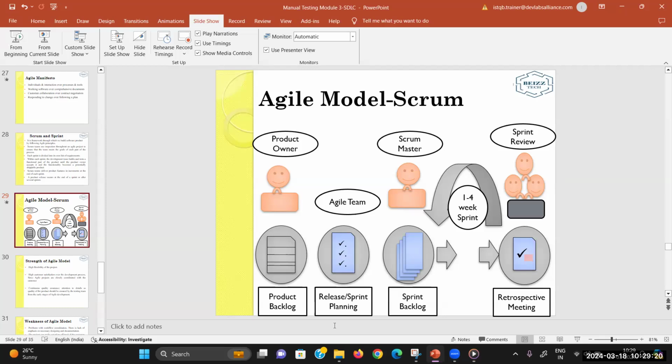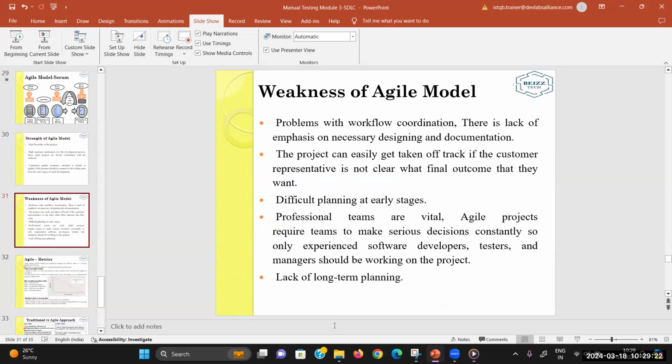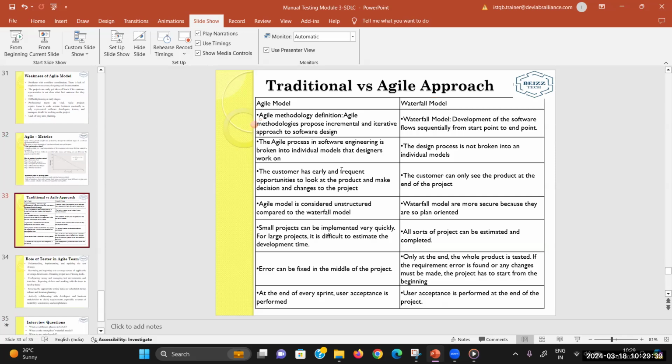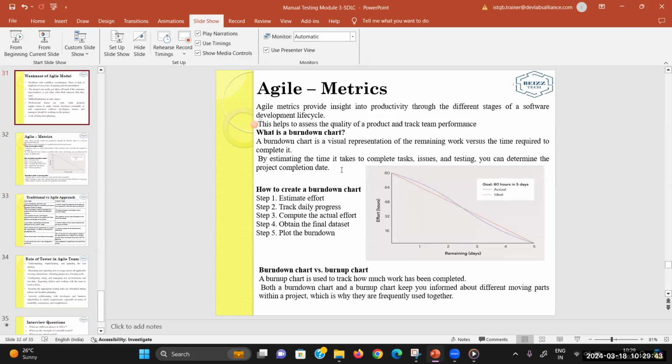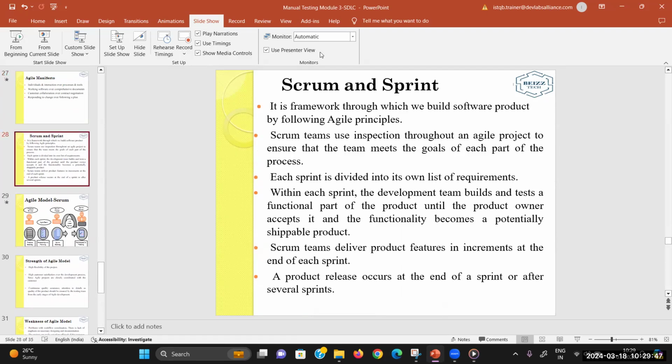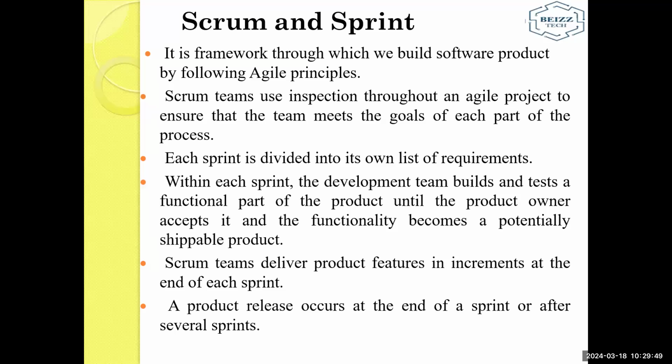And do not worry, we will be covering those metrics too. Here you will understand Scrum first, then we will discuss strengths and weaknesses, and the burn down chart and burn up chart. What is the main difference? The burn up defines how much work has been completed, and how much is remaining you will get to know from the burn down. Then we will discuss the difference between the traditional and agile approach. We will continue this theoretical concept tomorrow, but today we have just understood what a Scrum framework is.